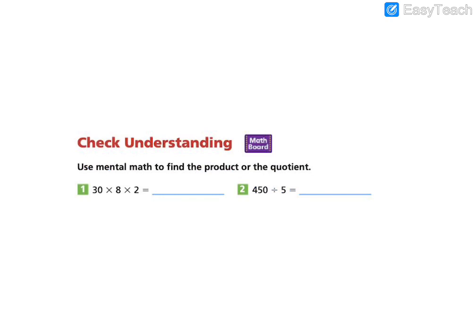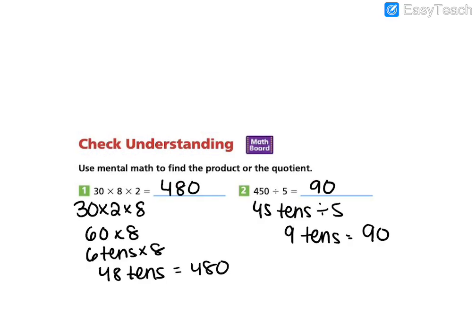All right, go ahead and complete the check understanding. Press pause on the video and press play when you're ready to check your work. All right, let's go ahead and check our work. The answer to number 1 is 480. Now, you could use mental math to solve. If you need to write out your steps like this to help you work through what those steps are, that's totally fine as well. But this is how my thinking was.